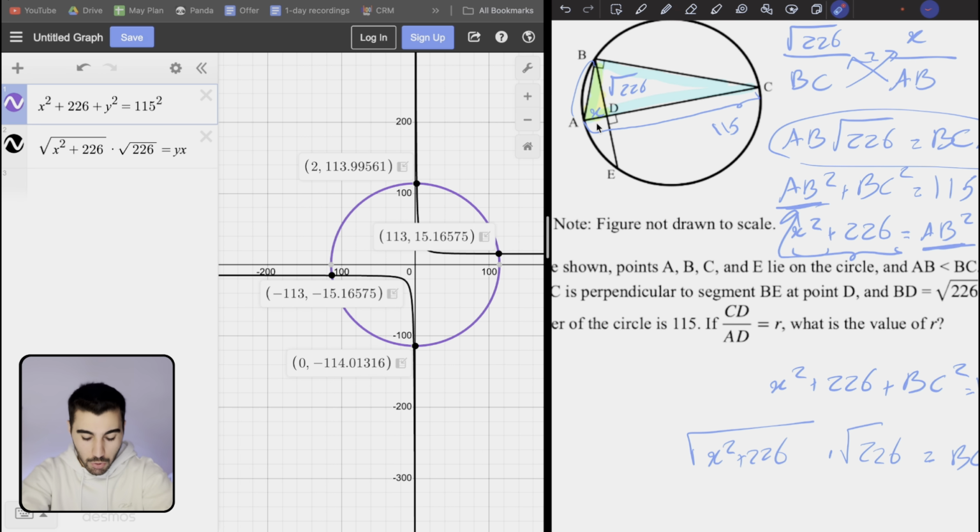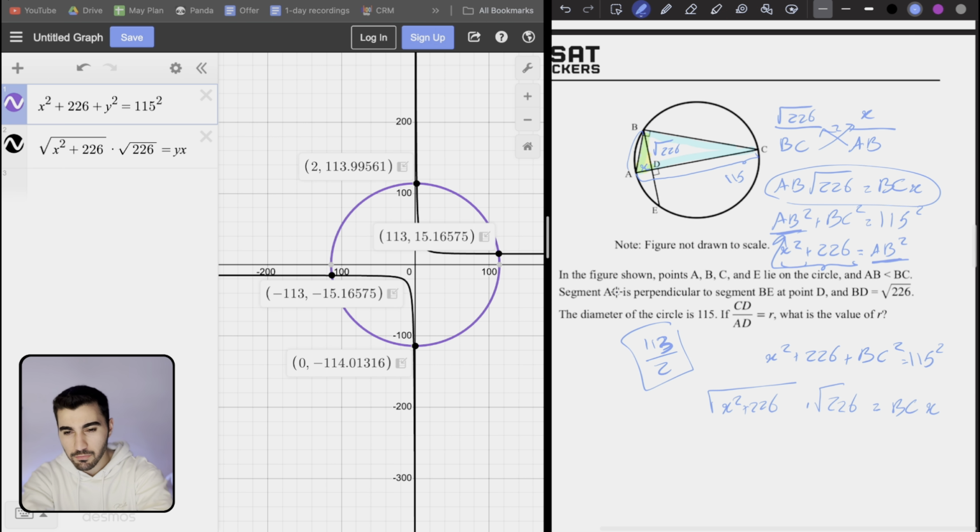Now, if x is 2, if this one is 2, then this side is going to be 113, right? Because here's 115, so 115 minus 2, you get 113. If here's 113, then here's going to be 2, which doesn't make sense because this side is the longer side, right? So here's 2, here's 113, and the answer is CD over AD, 113 over 2. You can plug it exactly like this, or you can plug it as decimal number. So 113 over 2 is the answer for this question.